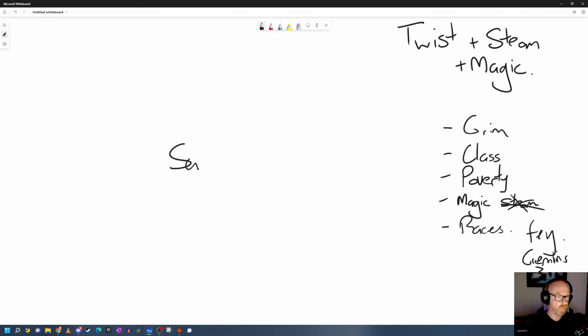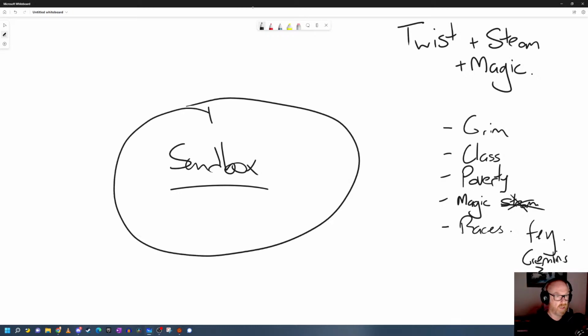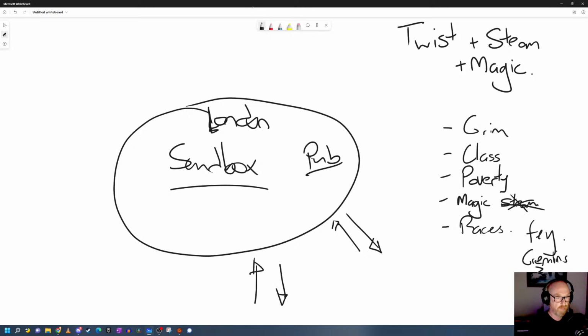So, you've got your sandbox style, and you might be sitting in ye olde London. We'll go with fantasy London, and our setting here. Maybe there's a pub. Of course there is. And then you're going to just go off and do some quest, and then come back, and go off and do some quest, and then come back.